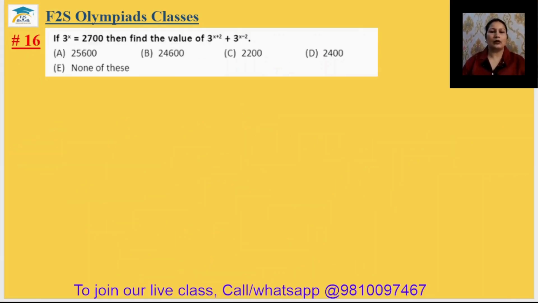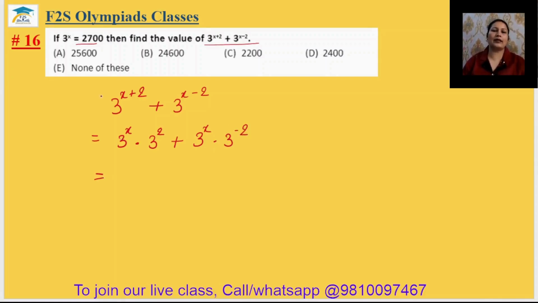Okay, come to question number 16. 3 to the power x equal to this, then find the value of this and this. So first, what we have to find? We have to find 3^(x+2) + 3^(x-2). Can we write it as 3^x multiplied by 3^2 plus 3^x multiplied by 3^(-2)?